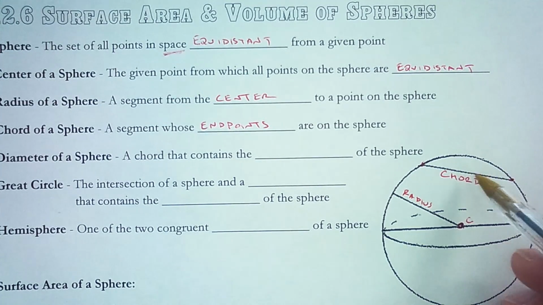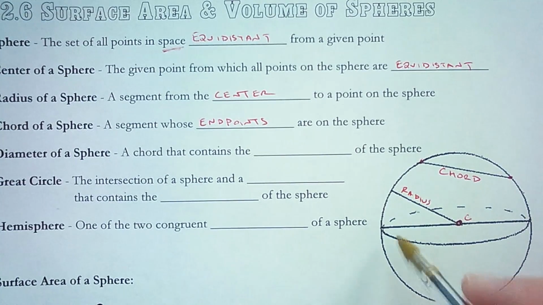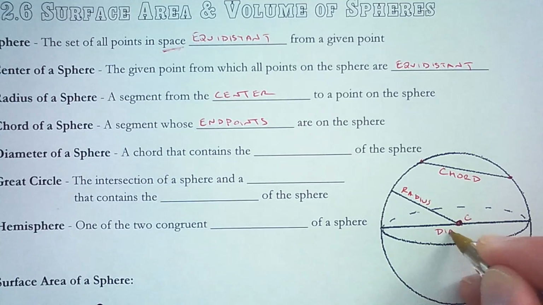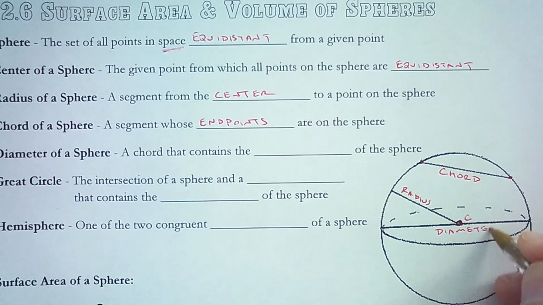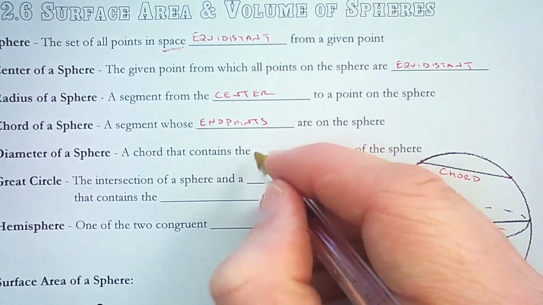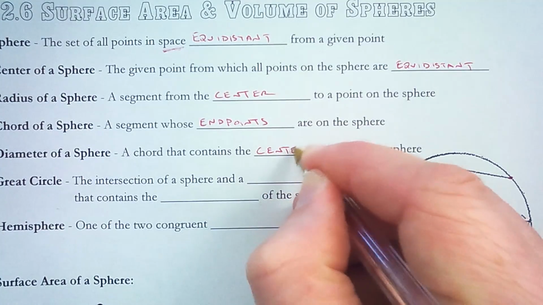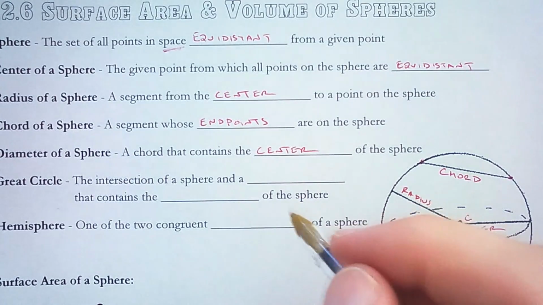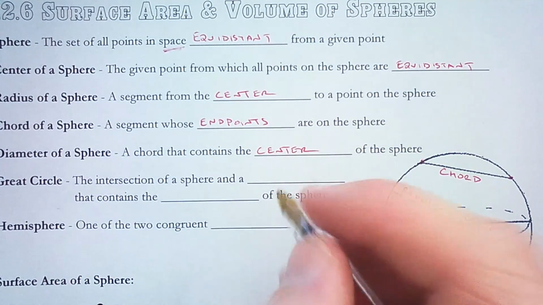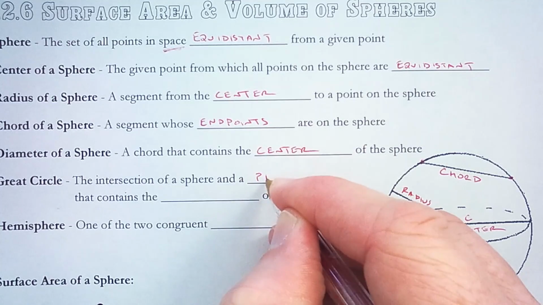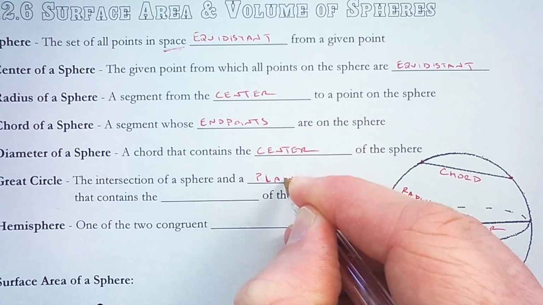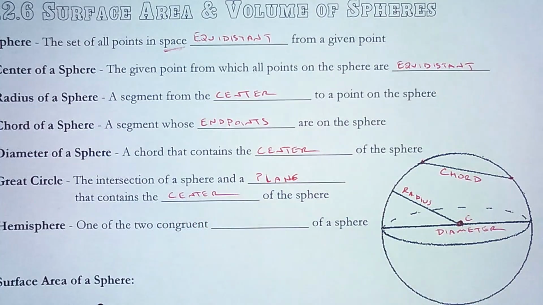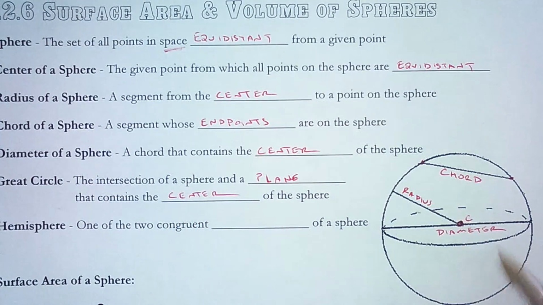Now, if a chord happens to have both of its endpoints on a sphere and go through the center, that chord is called a diameter. Okay, so a diameter is a chord that contains the center of the sphere. A great circle is the intersection of a sphere and a plane that contains the center of the sphere. Okay, so right here, this is a great circle.